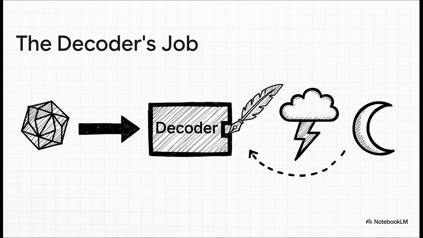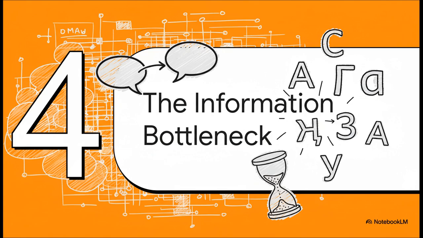Here's the cool part. To decide on the next word, it looks at two things, that original summary and the word it just wrote. It's this step-by-step process, almost like building with Legos, that lets it create a totally new and coherent sentence from scratch. The information bottleneck. Now, this whole encoder-decoder setup is seriously powerful.